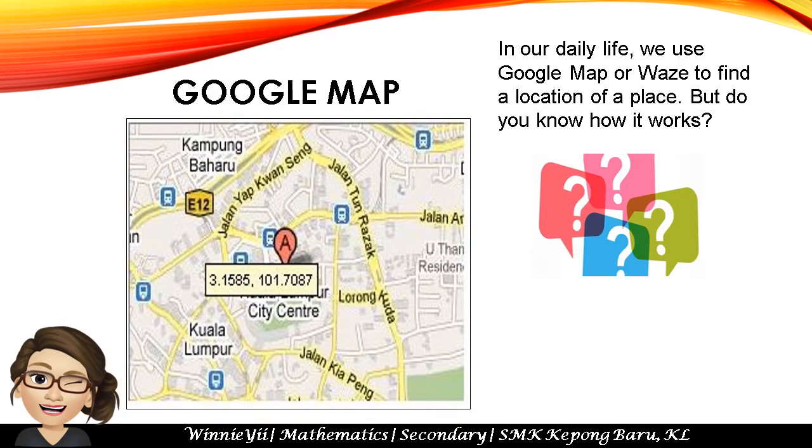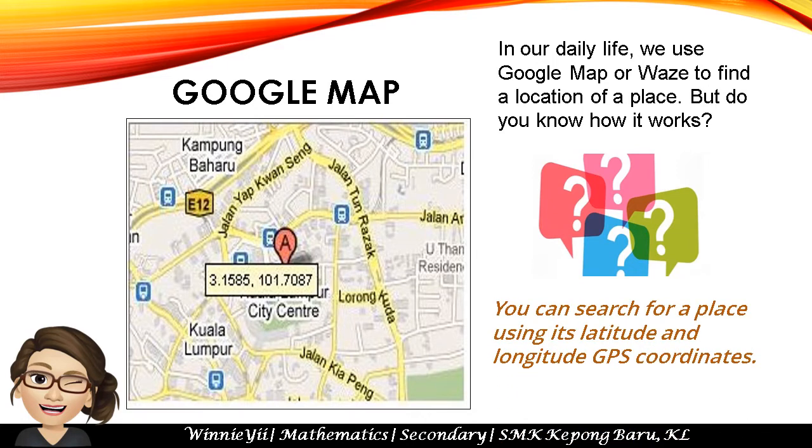In our daily life, we use Google Map or Waze to find the location of a place. But do you know how it works? Teacher, I know. We use latitude and longitude to find a location on the map. We already learned this in our geography lesson. Good. You can search for a place using its latitude and longitude GPS coordinates. This is an example of latitude and longitude which are used to find a location.